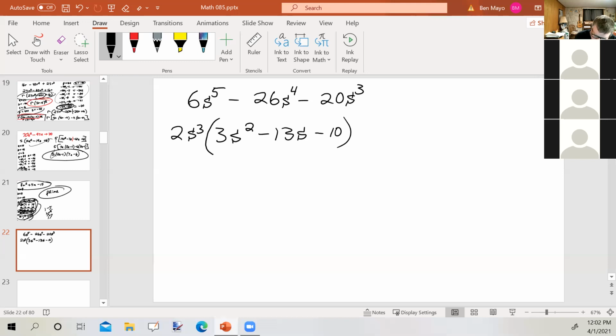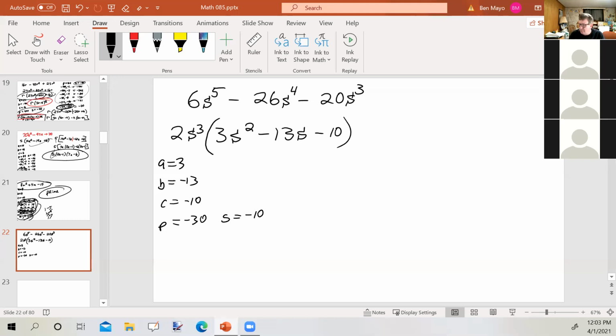And the leading coefficient isn't a 1. Inside it's a 3. So A is 3. B is negative 13. C is negative 10. The product is negative 30. And the sum is negative 10. The product is A times C. And the sum is B.